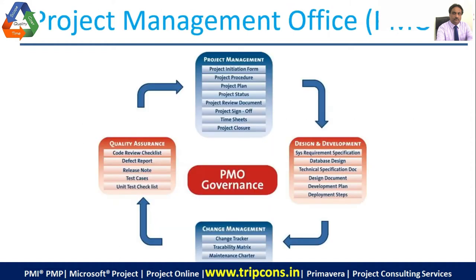So this is a sample PMO governance in any project. This is for a software organization. PMOs help in project management by helping you with filling of the project initiation form. Then they provide you the project procedures. Then they help you in project planning, then help you with project status and project review documents, and project sign-off to help you get the sign-offs. So, these are the things that the PMO helps you with.